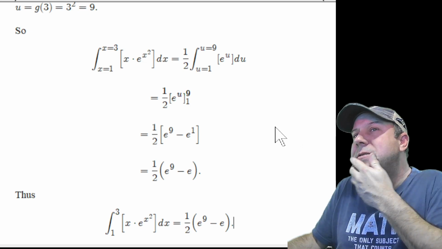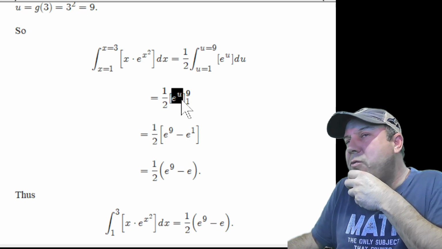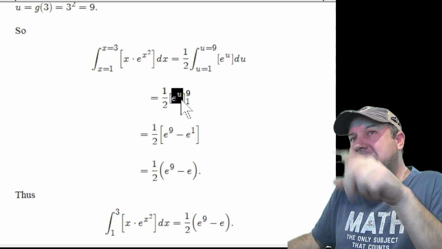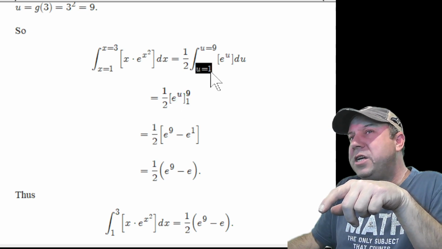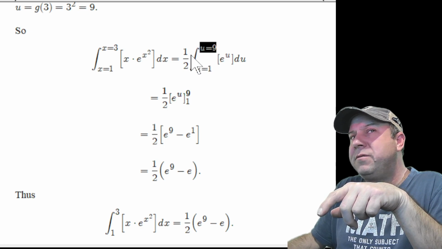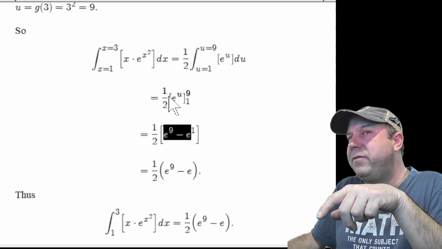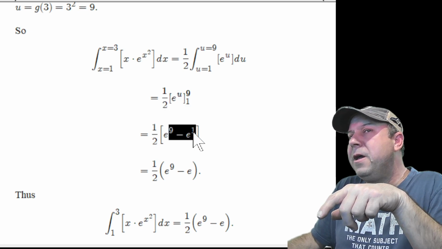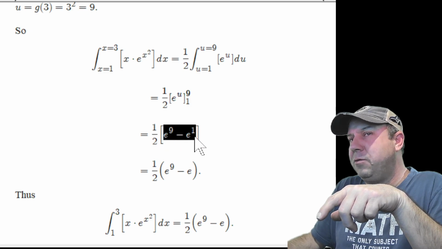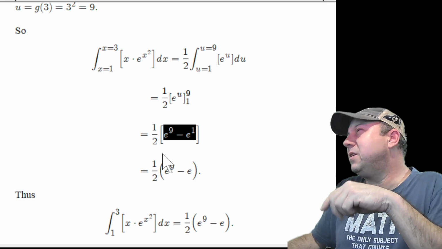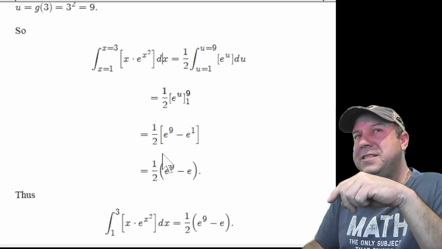You'll notice we did not have to return to the antiderivative function for e to the x. Because we adjusted our boundaries to be in terms of u, we only had to evaluate now e to the u, the antiderivative in terms of u, across those boundaries in terms of u, from u equal to 1 to u equal to 9. And it becomes a little bit quicker of a process.